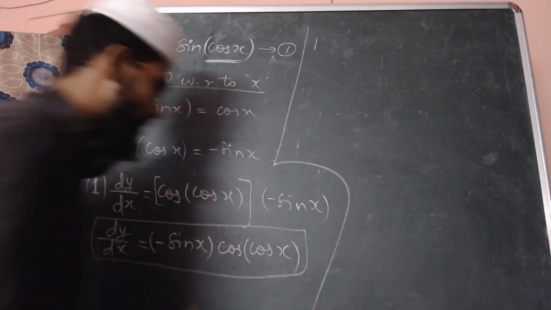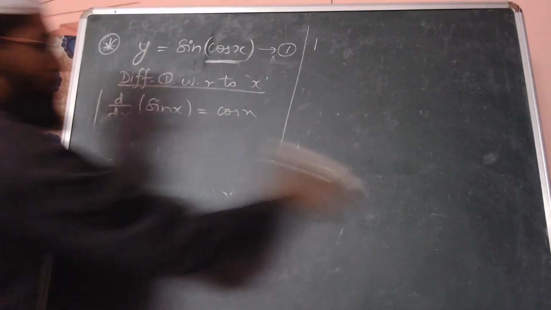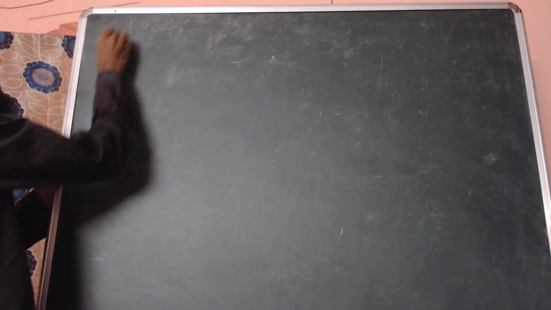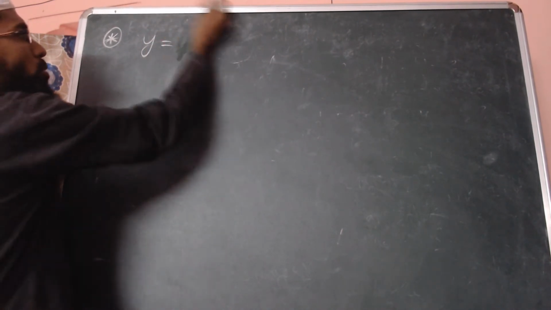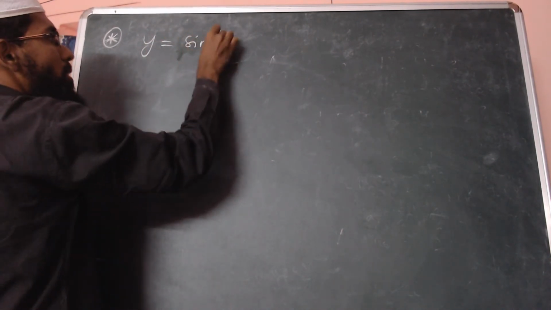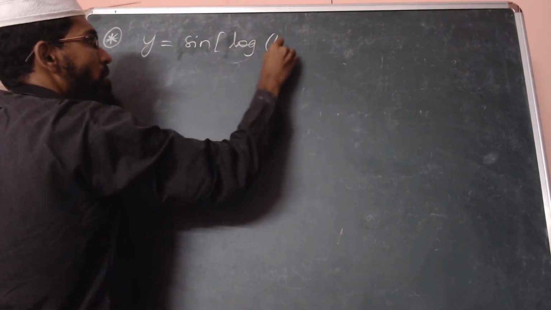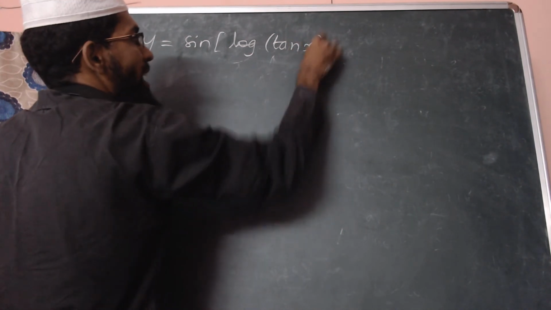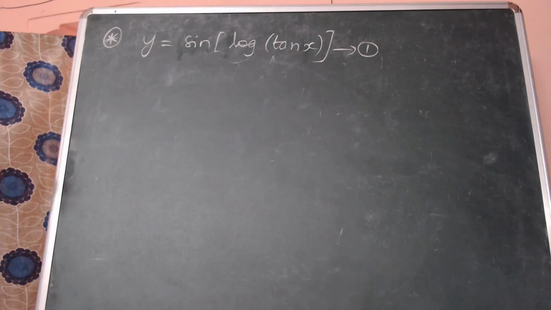Now in order to make this more clear, we'll get into one more problem. Let me erase it. Let y equal to sine of log of tan x. Let me take this to be my equation 1. Sine of log of tan x.